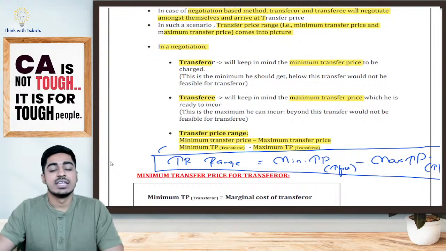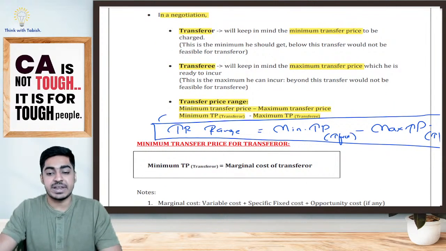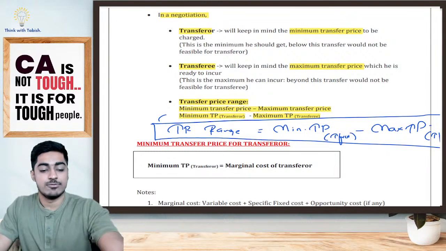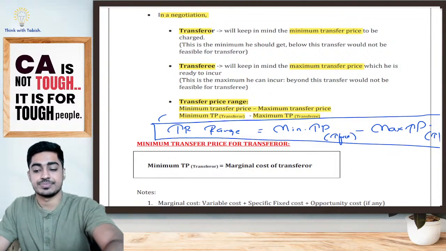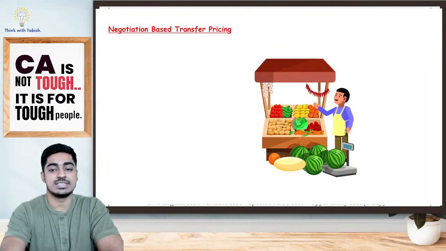Clear? Now we are thinking about the minimum transfer price. What is happening in the transferor's mind? Okay, we'll give you another example, about the transfer pricing range.